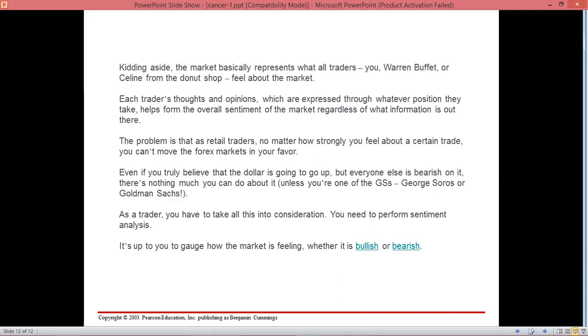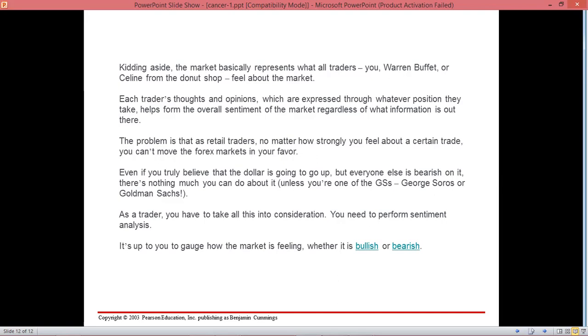There is nothing much you can do about it unless you are one of the GS, George Soros and Goldman Sachs. These are people with billions of dollars to move the forex market. These guys can move markets anytime they want because they are gurus. These guys are rich too. So as a trader, you have to take all this into consideration.